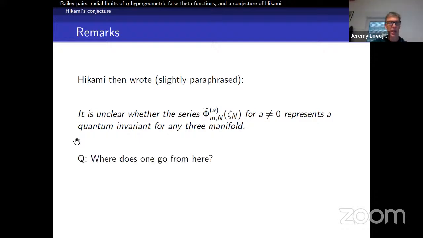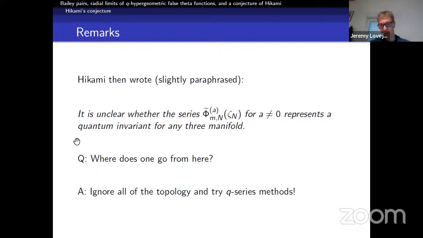And the idea we had was to actually just ignore all of the topology and just try Q-series methods. So this turns out to work, and it turns out to actually be really easy. And that's what I'd like to explain.